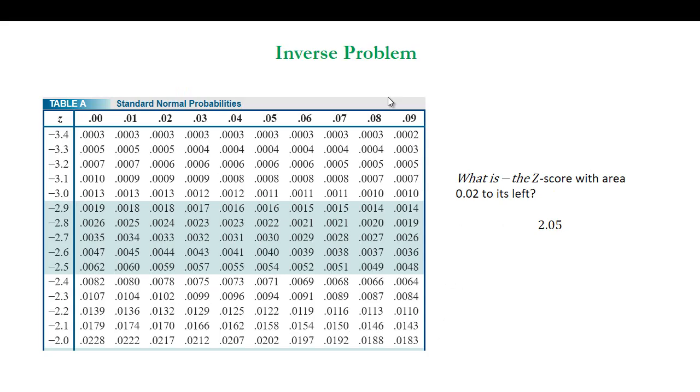All right, so now we look at the inverse problem. Here's the question we want to answer. Let's say the area is given, and I want to find the corresponding z-score. That is, what is the z-score with area 0.02 to its left? So 0.02 is the area given, and I want to find the z-score so that the area to its left is 0.02. Well, what I do is, in the table I find the number 0.02, within the table.